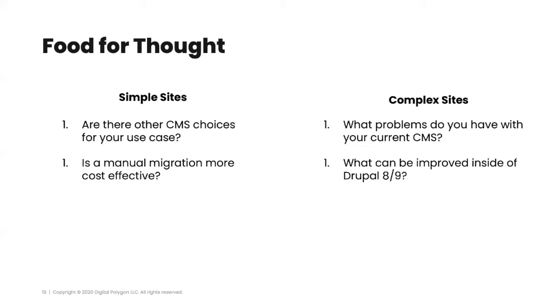For a complex site, what problems do you have with your current CMS? What can be improved inside of Drupal 8 and 9? And what benefits can you get from taking advantage of the new modules and the new framework that exists there that you don't have the ability to in Drupal 7? These are really important to take into consideration when you're planning so that you don't box yourself in. So with that, let's take a look at some of the power that Drupal 8 has that you're missing out on in Drupal 7 right now.